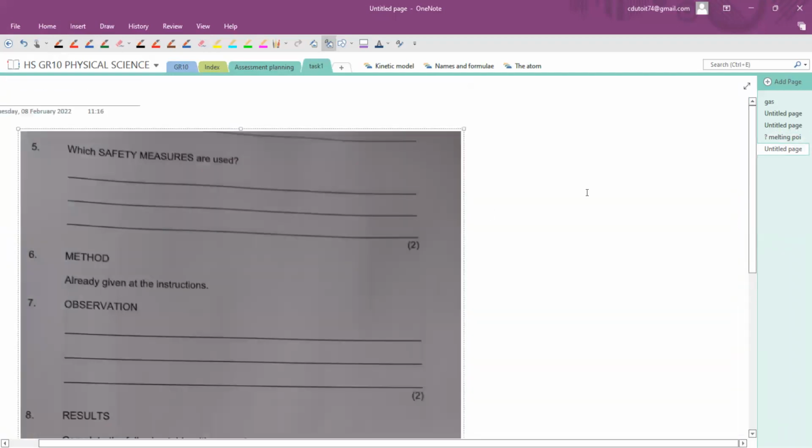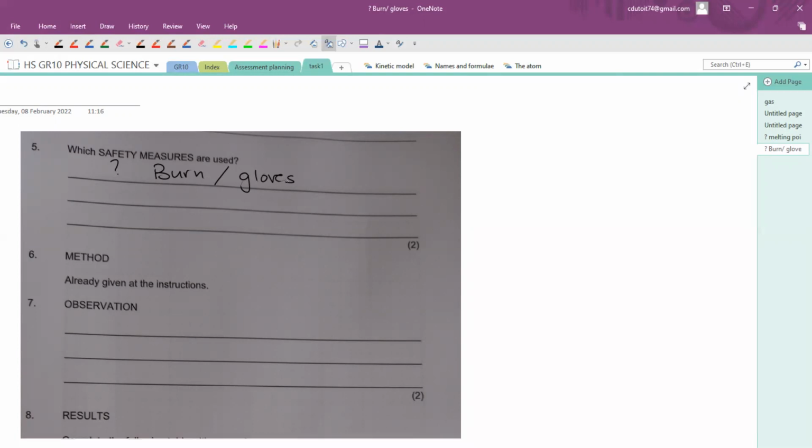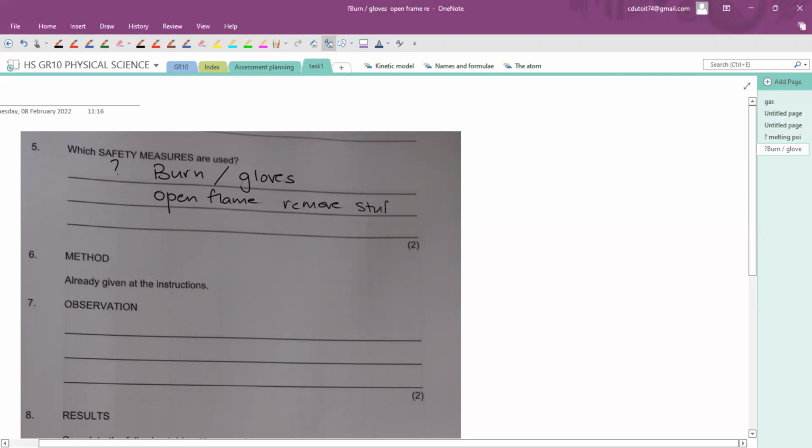Okay, which measures of safety are you going to use? You need to be sure not to burn. So you just always gloves. So to avoid burns, you're going to wear gloves. Two, please. If you work with an open flame, you're going to remove flammables, remove stuff that can burn. Stuff like that. Okay, think of another one.